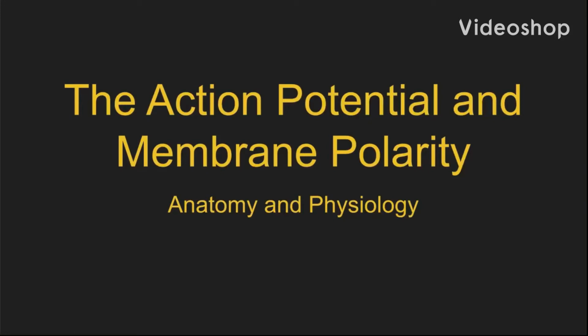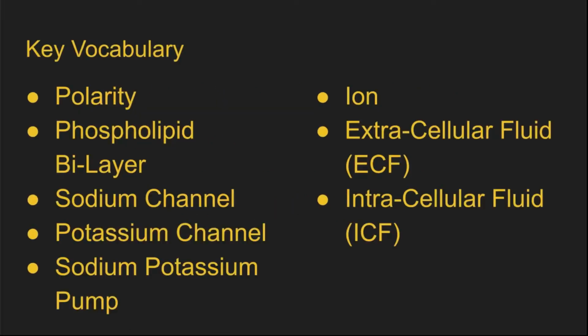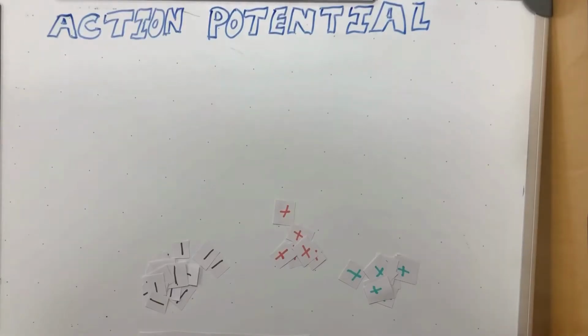Hey class, today we're going to take a look at how the neuron sends impulses, and it does so in a process called the action potential. And the action potential relies on membrane polarity. Here's some key vocab you're going to need. Polarity, phospholipid, bilayer, sodium channel, sodium potassium pump, ion, extracellular fluid, and intracellular fluid.